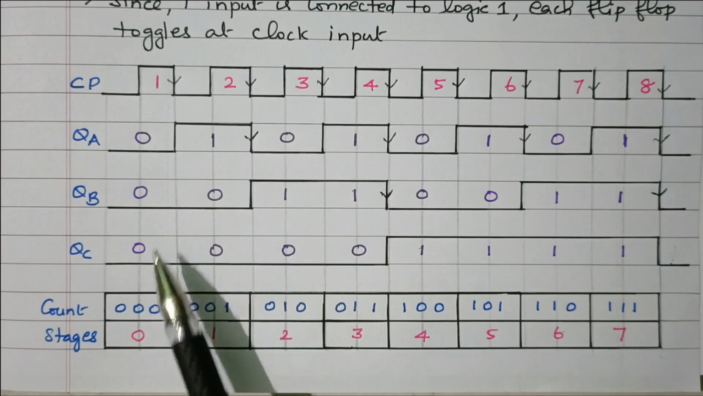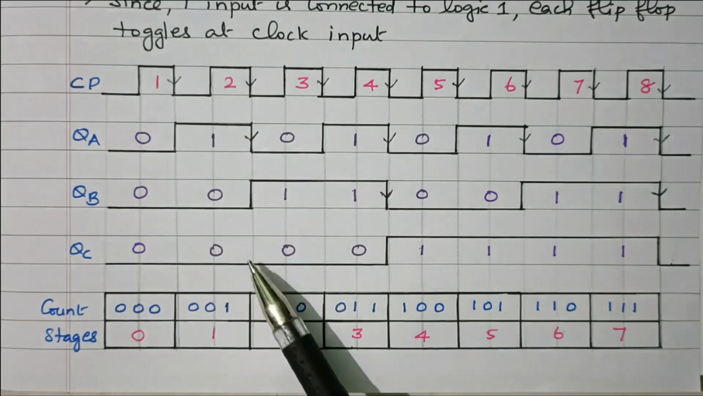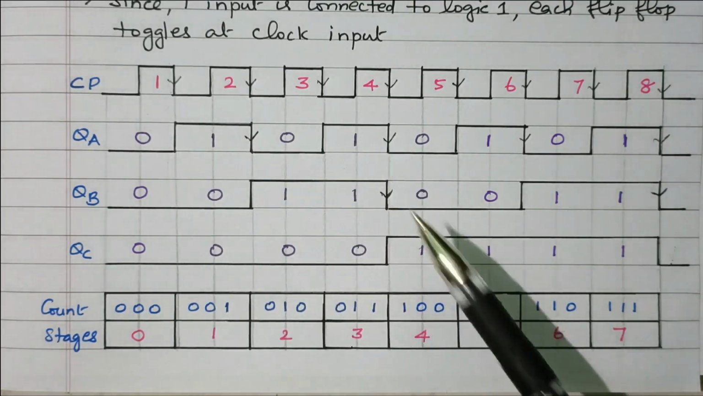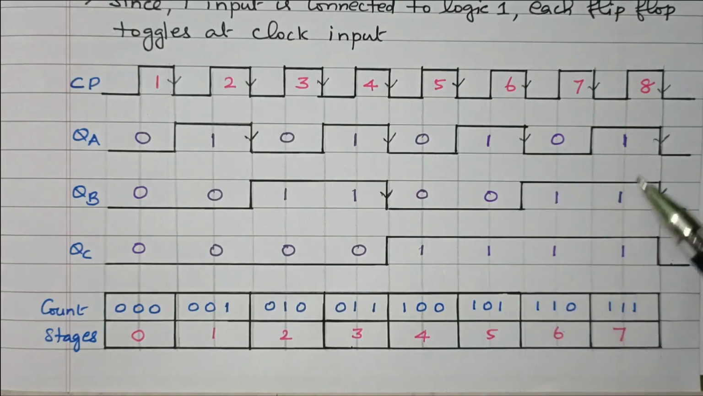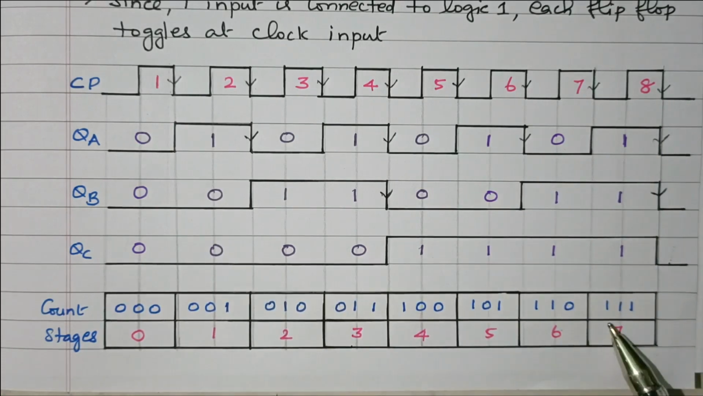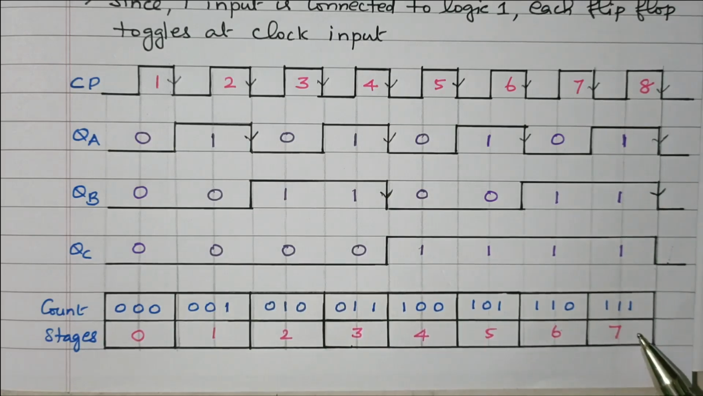Now you can see that this is the LSB and this is the MSB. Right? 0, 0, 0. 0, 0, 1. 0, 1, 0. 0, 1, 1. 1, 0, 0. 1, 0, 1. 1, 1, 0. 1, 1, 1. So we got the 8 combinations of output. In a 3-bit asynchronous counter, 8 outputs are available. Right? Again after these 8, it will reset to 0.